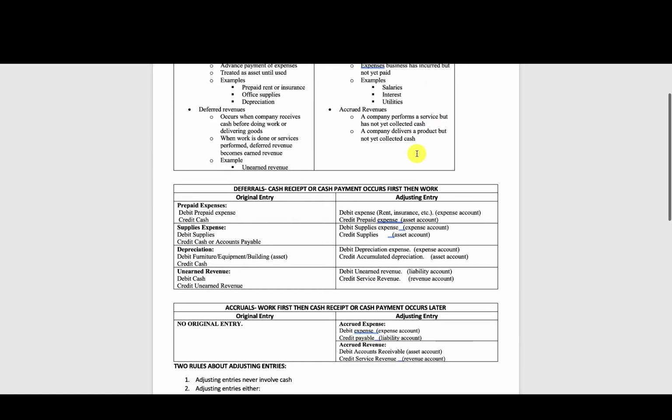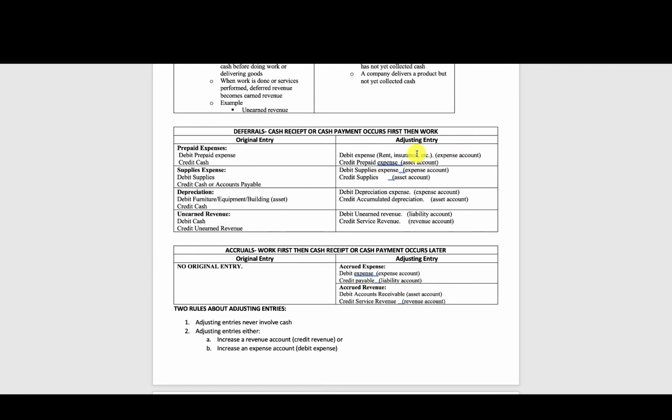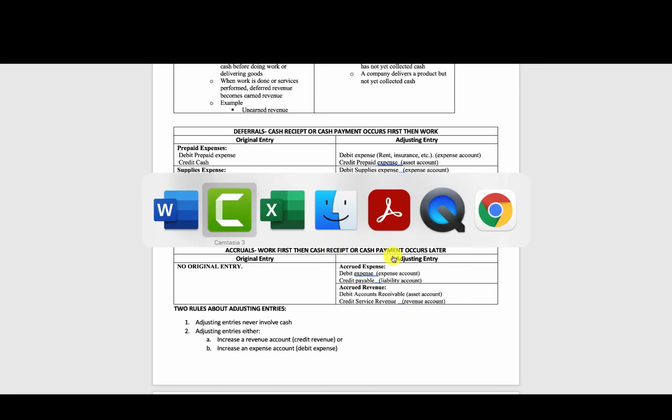In this video, we'll continue where we left off and we will do accruals. So for accruals, we are going to have work first, then cash receipt later. So you can either have a cash receipt if it's accrued revenue or cash payment if it's accrued expense. All right, so let's take a look at it.